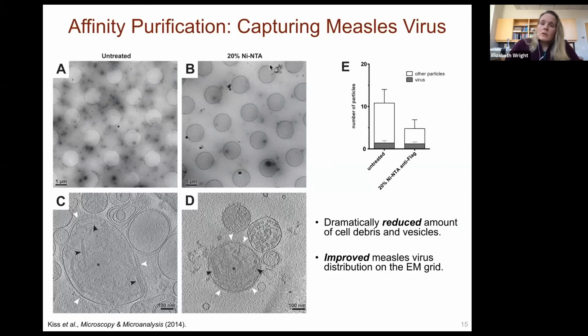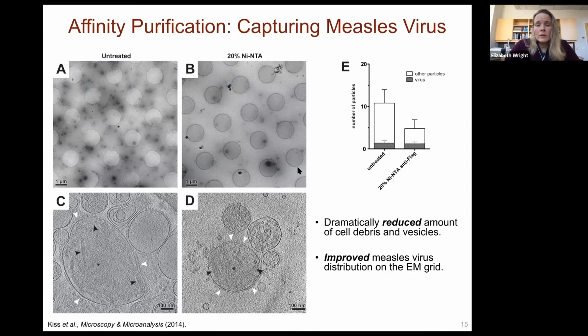In this case, we used a 20% nickel NTA, and you can see this really cleaned up the grid quite a lot because we were interacting with complexes on that virus particle, i.e. the glycoproteins on the surface. And so we were tethering against them. And you can see now that only particles that had the glycoproteins on the surface were interacting with the nickel NTAs on the grid. So it's really dramatically reduced cellular debris.